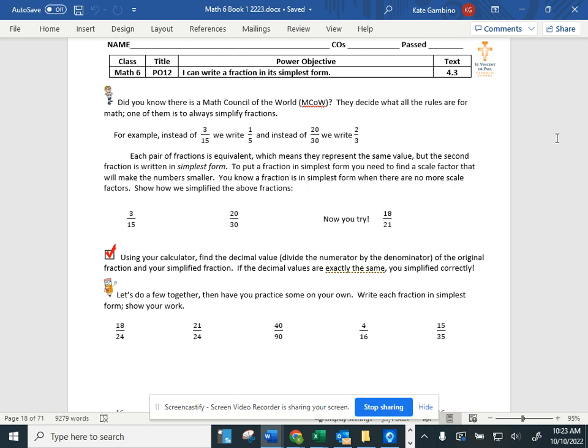So for example, instead of 3/15, we write 1/5. And instead of 20/30, we write 2/3. Each pair of those fractions is equivalent. So what we worked on in CO11, we could multiply them by the same scale factor. To go from 1/5, we can multiply by the 3, from 1 to 3.